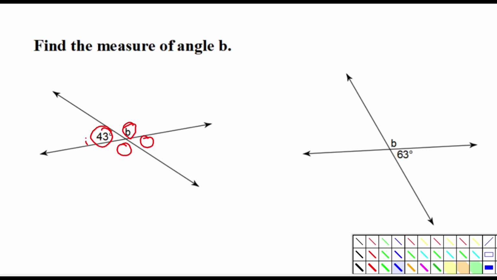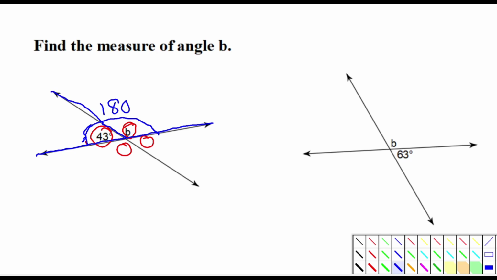But the 2 that are important to me are the top 2, or these ones right here. These 2 are important to me because guess what? These 2 angles form a line. These 2 right here form one line. So what do we know about those? They are supplementary, so they have to add up to 180 degrees.